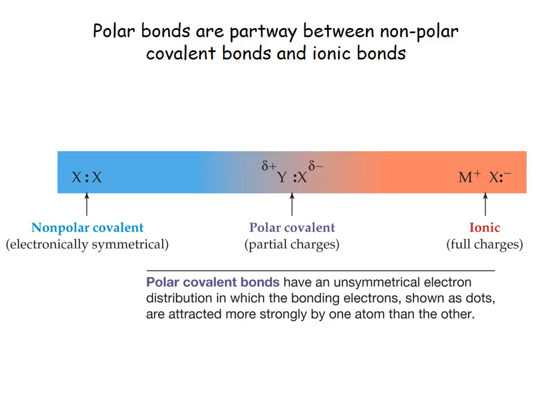This is a picture from your book, and I wanted you to see this because I want you to think about polar bonds as being partway between a nonpolar covalent bond, which has no difference in electronegativity and no difference in charge, and a full ionic bond, so something like sodium chloride would be on the far right. You should think about a polar covalent bond as being partway between those two, because it really is. It involves partial charges, and it's really somewhere between those two.